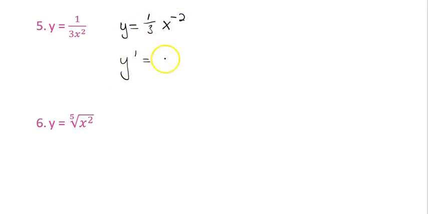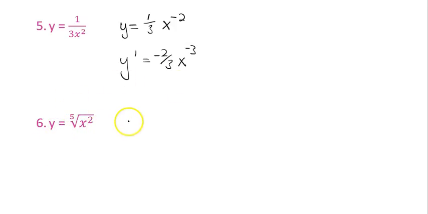So negative 2 times 1/3 will be negative 2/3. And then I subtract 1 from the power. And you have to remember when you're working in negatives, if I have negative 2 and I subtract 1, I'm actually at negative 3. So don't get in the habit of thinking only in positive numbers.